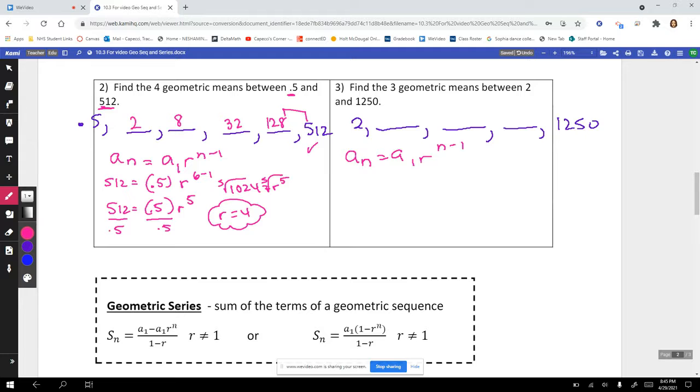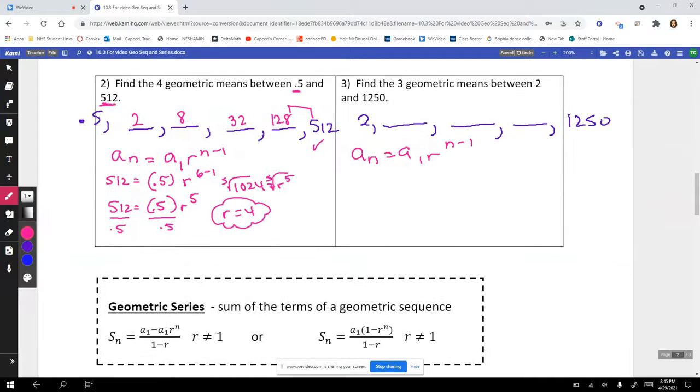All right, let's look at number 3. Find the 3 geometric means between 2 and 1,250. So the same idea, right? So I have 1250 is equal, my first term is 2. My ratio is what I'm trying to find. And this time I have 5 terms, so 5 minus 1. So I have 1250 is equal to 2r to the 4th. Divide both sides by 2. And I have 625 is equal to r to the 4th.